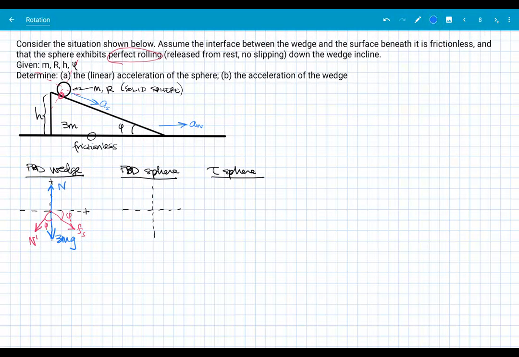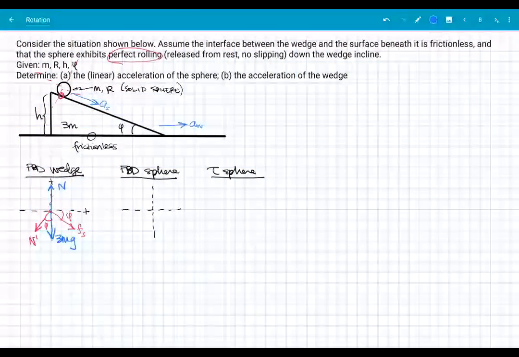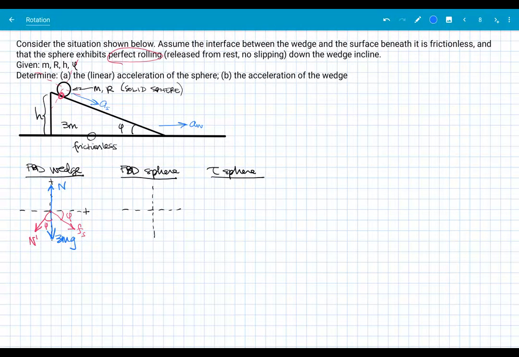So for the sphere, I am going to rotate my coordinate system. Again, that's to align with the direction of acceleration for the sphere, which is not the same as the direction of acceleration for the wedge, right? So this is kind of a neat problem in that way. It makes you have to think about each body, and it makes you realize how important it is to have a free body diagram for each object in this problem.